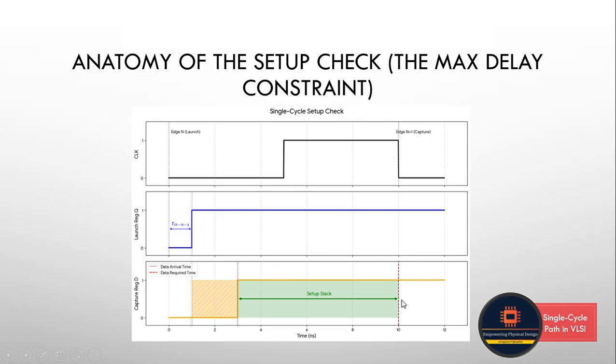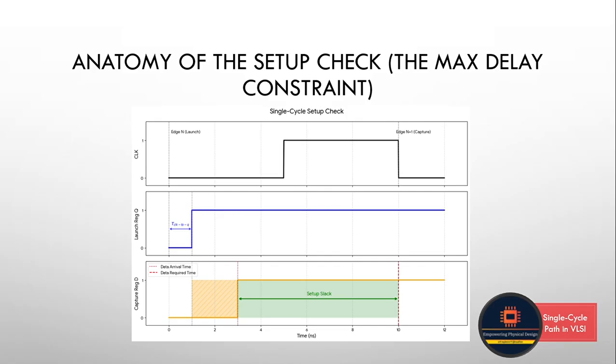So last is the edge n plus 1, that is the capture edge. So before the required time, the data must reach. Between this time we will calculate the setup slack. If the slack is coming in between this, that means it's a positive slack. If data is reaching before the required time, that is called positive slack. That means there is no violation in the setup.